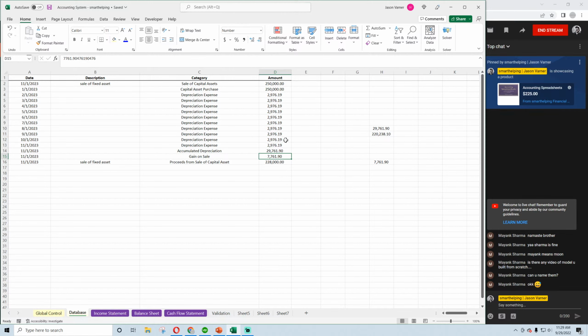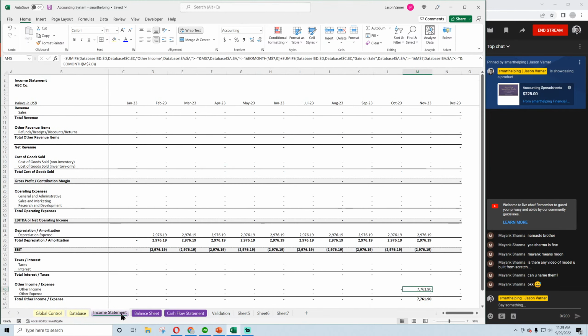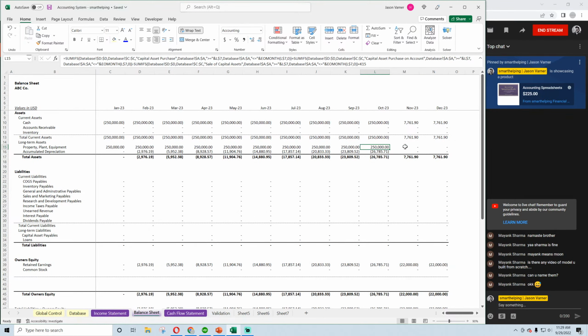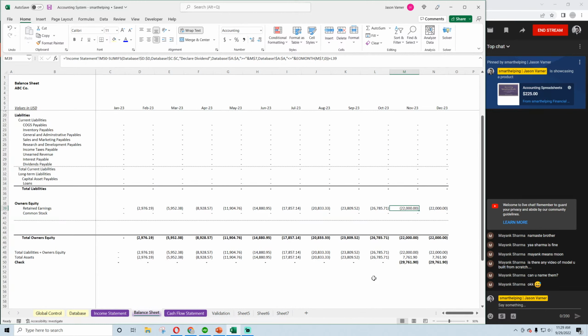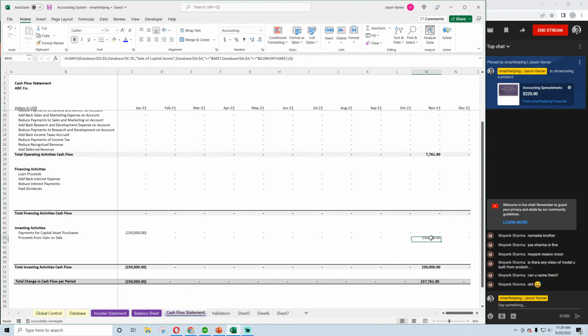Now this might work. Just had to do an extra entry, but let's make sure. So other income is this gain. We have depreciation happening. Let's go to the balance sheet. We reduce this down. We also reduce this down. Retained earnings is going up a little bit because we had a gain. Now the cash flow statement actually should be not sale, but proceeds from sale of capital assets.